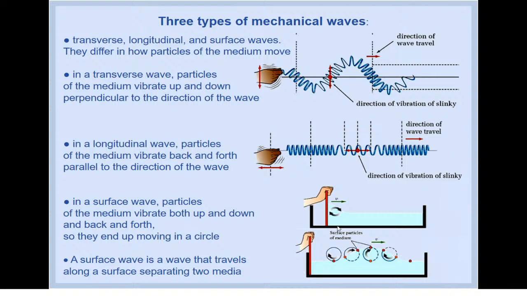You can see how this may be produced and what the kind of the vibration of the particles within the surface wave is. A surface wave is a wave that travels along the surface, separating two media. We talked about these two kinds that are traveling within the media, but this kind of wave travels just along the surface, separating two media.